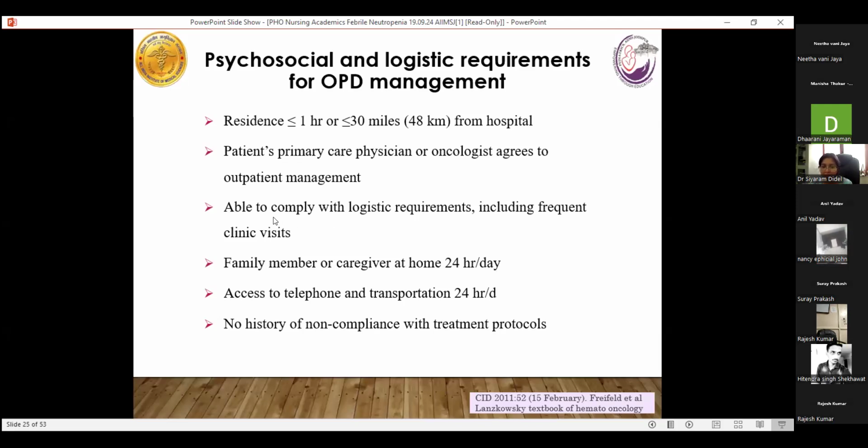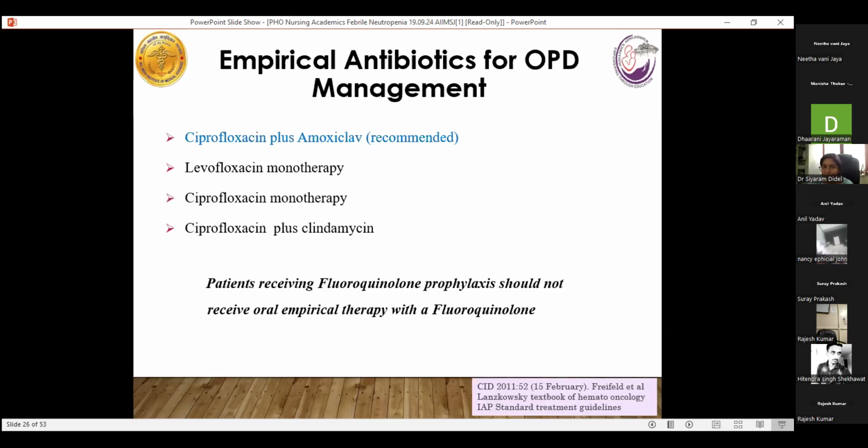Second thing is whether the patient and attendants are able to comply with the logistic requirements, including frequent clinic visits, because we have to call the patients after 2 days for reassessment. A family member or caregiver should be present at home 24 hours a day with the child. Then there should be access to telephone or transportation 24 hours a day, and there should be no history of non-compliance with previous treatment protocols. So if all these things are present, then we can consider OPD management for patients with febrile neutropenia. Otherwise, they need hospital admission.